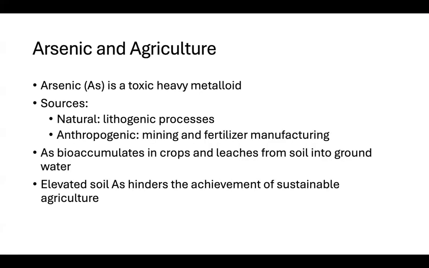Arsenic is a very toxic heavy metalloid. It enters the environment through natural sources such as lithogenic processes and anthropogenic sources such as mining and fertilizer manufacturing. Arsenic bioaccumulates in crops and leaches from soil into groundwater, and elevated soil arsenic hinders the achievement of sustainable agriculture.